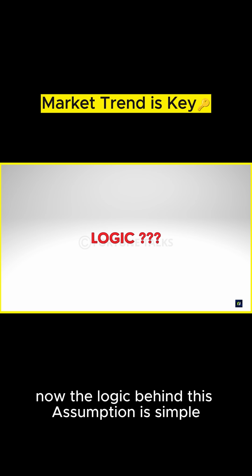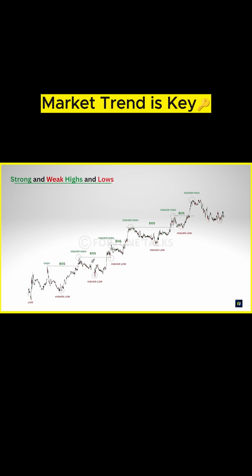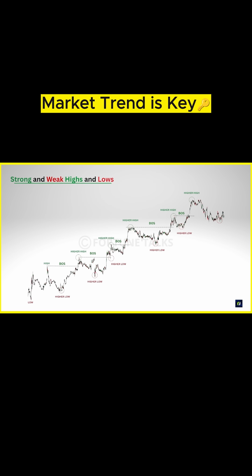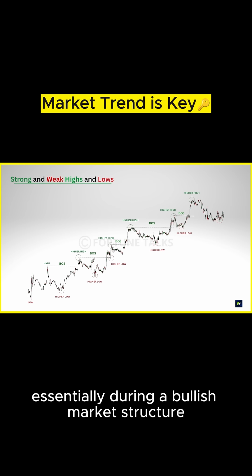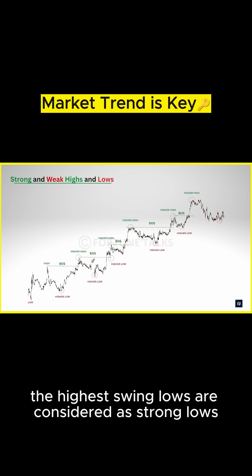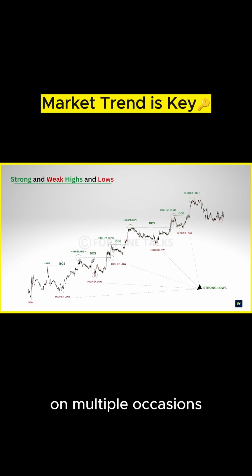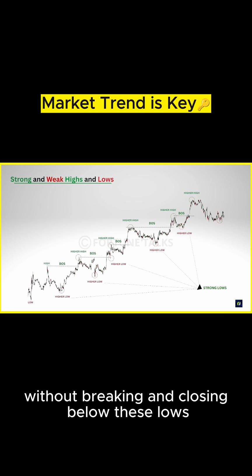Now the logic behind this assumption is simple. It is based on the concept of strong and weak highs and lows. Essentially, during a bullish market structure, the higher swing lows are considered as strong lows because price respects these swing lows on multiple occasions without breaking and closing below these lows.